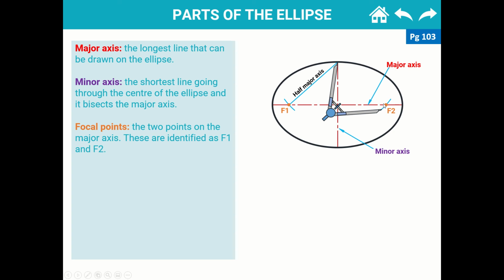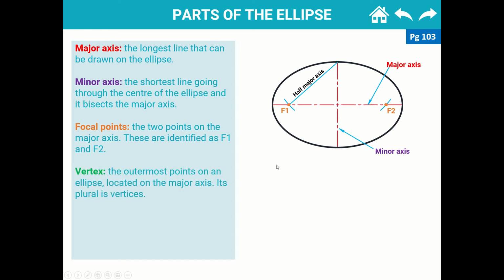We'll come back to focal points and we'll talk specifically about where we derive or get our focal points from and how they relate to what makes up the curve itself. But for the moment, that's just enough to give us an overview of what they are. The vertex then is the point, the outside points. So this would be our vertex here and our vertex here along the major axis. And the plural of vertex is vertices. So vertex 1, vertex 2.